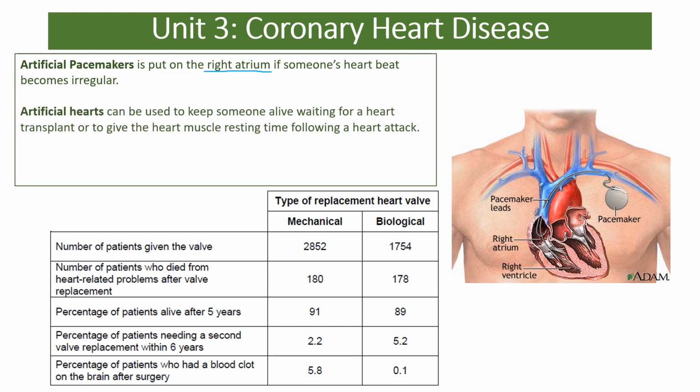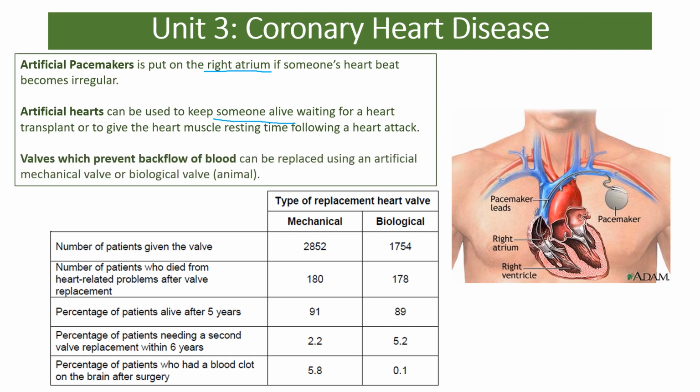Artificial hearts can be used, rarely, but they can be used, and the way they're often used is to keep someone alive who is waiting for a heart transplant. Obviously, heart transplants are very hard to come by because the person has to have died and left it as a donor, and therefore you may have to last a long time and use an artificial heart. Artificial hearts can also be used to allow your heart to recover and actually rest after a heart attack, and therefore that is a useful recovery method.